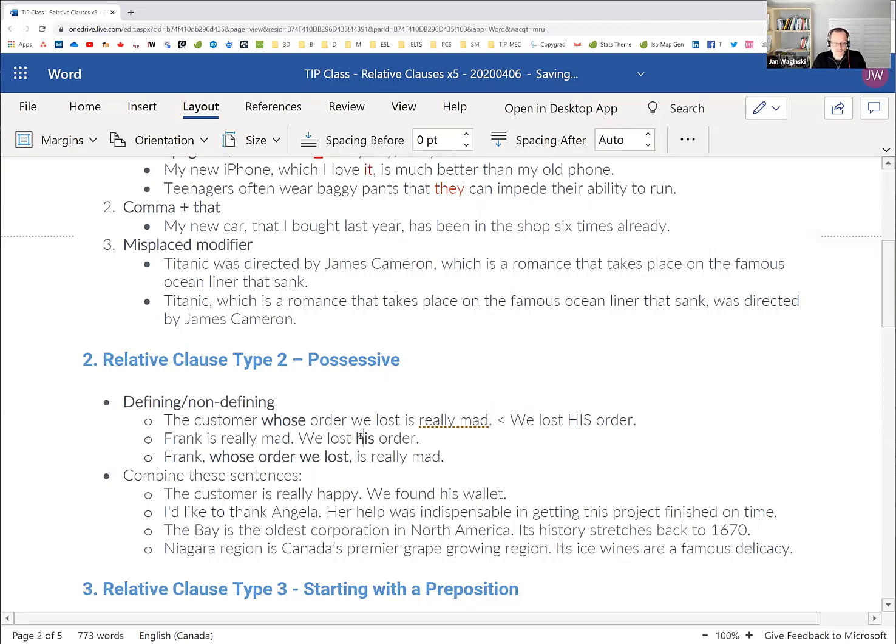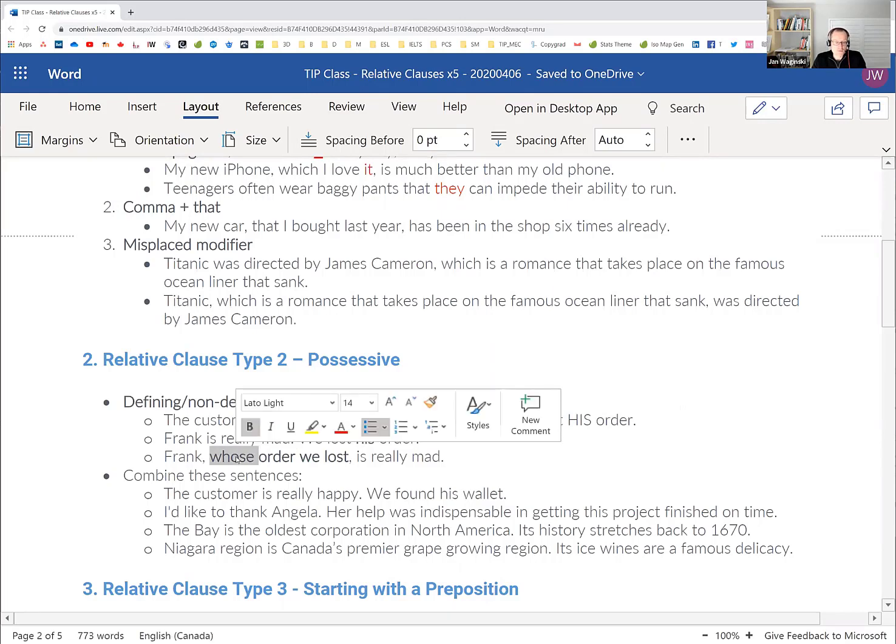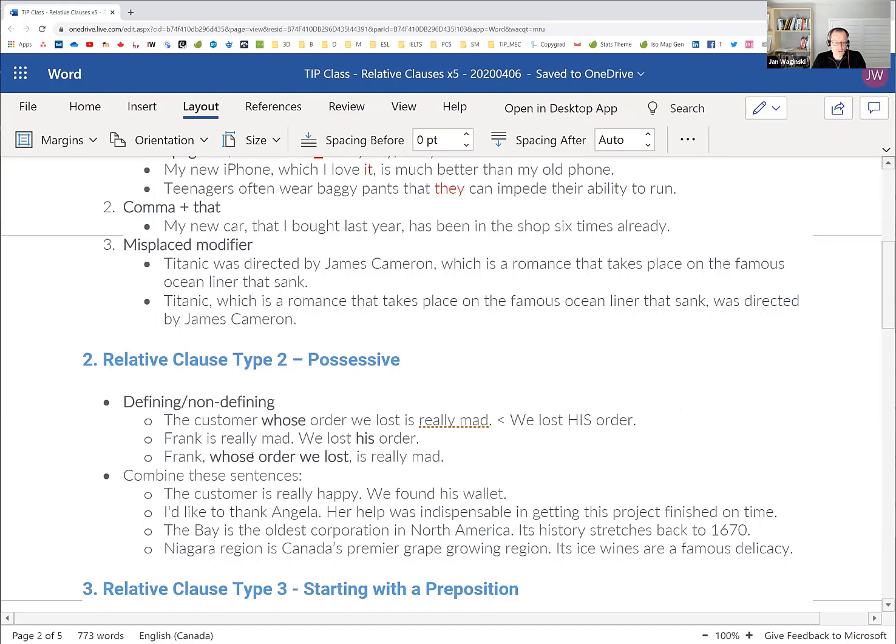This is possessive, right? Like my bike, your bike, his bike, her bike. You have to use this form when you're creating the relative clause. Okay. Not who order we lost, but whose order we lost.